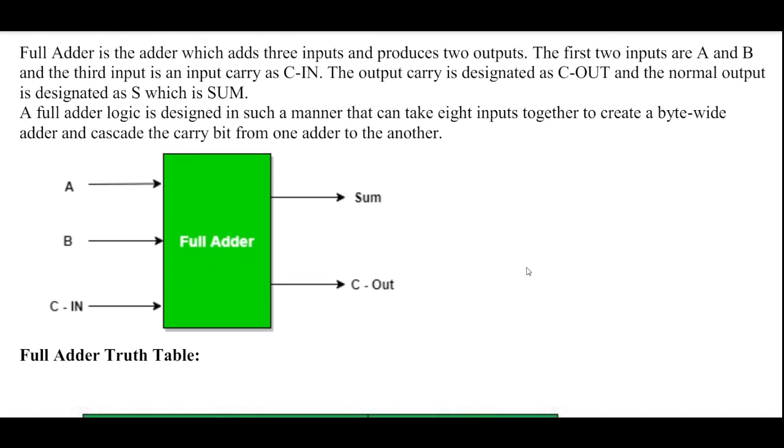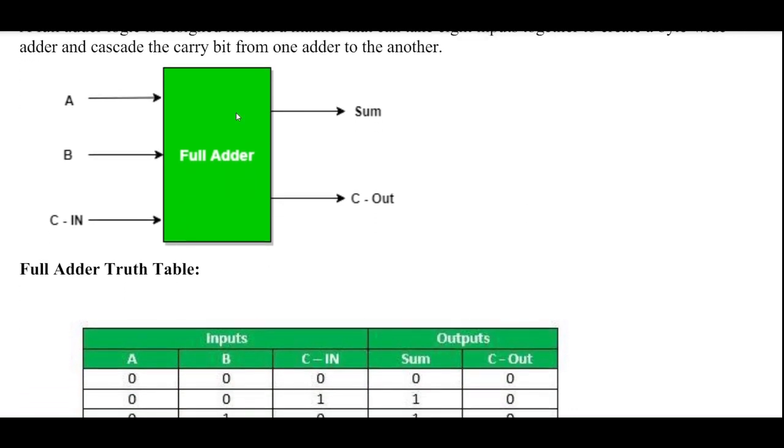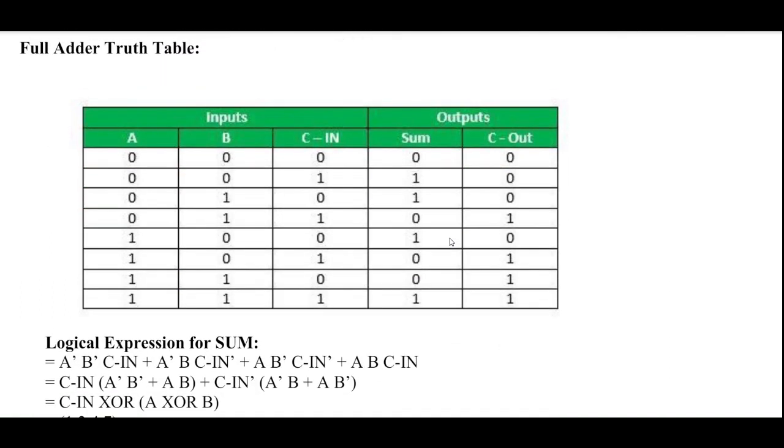So this is the full adder. There will be 3 inputs, A, B and C in, and the outputs are sum and carry, which is carry out. Before designing the circuit, we need to do the truth table first. So now let's do the truth table. There will be 3 inputs, which means a total of 8 combinations, and you have to write the sum and the carry out like we did before in the half adder.